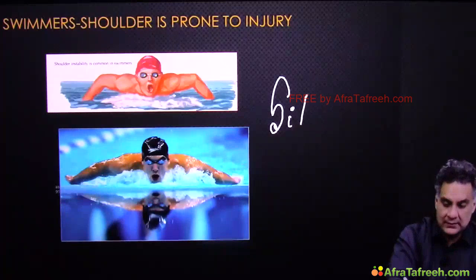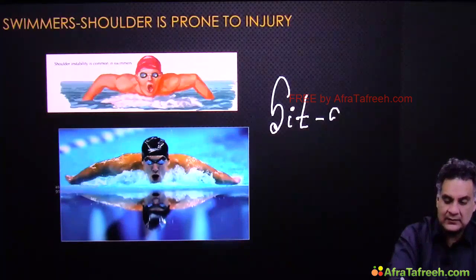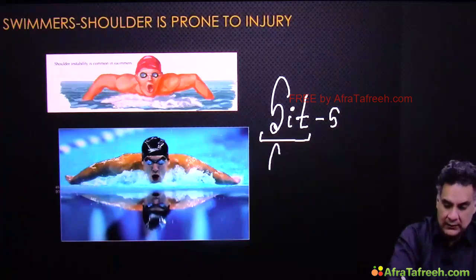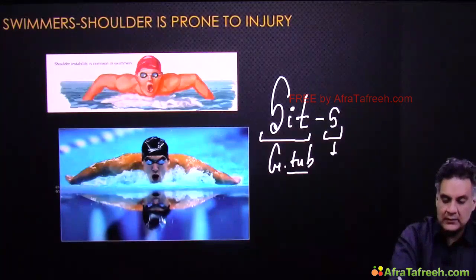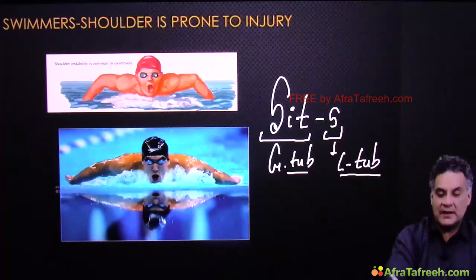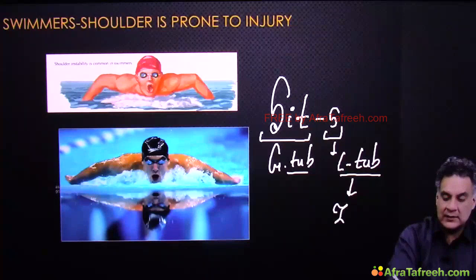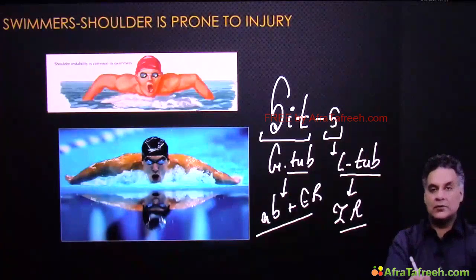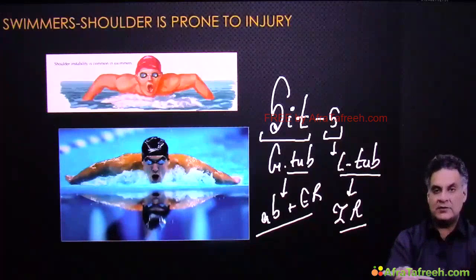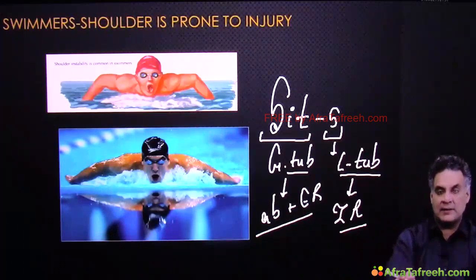infraspinatus, teres minor, subscapularis. These 3 tendons, they go on the greater tuberosity. Subscapularis goes on the lesser tuberosity. Subscapularis is internal rotator. Rest all do abduction plus external rotation. So many a time they ask you, the tendon which is not inserted in greater tuberosity, subscapularis.